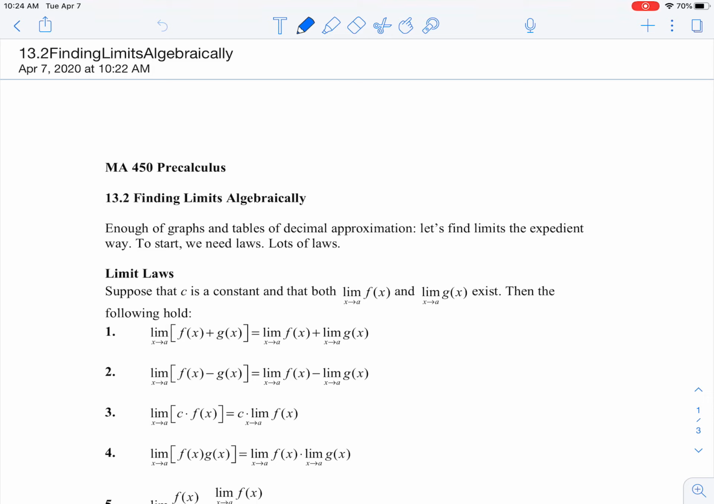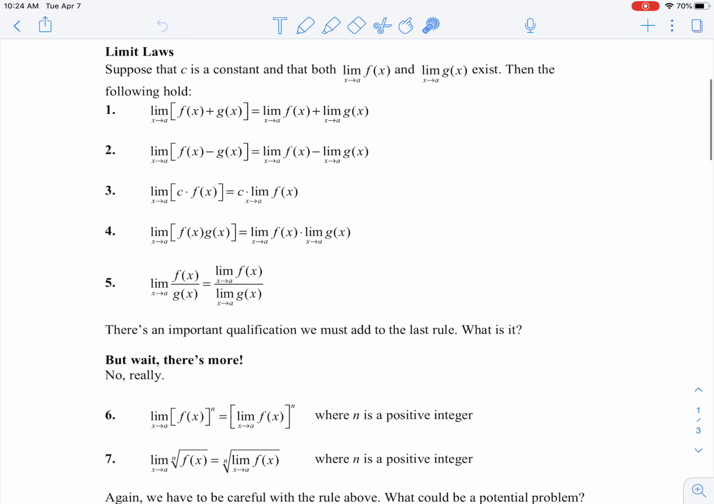Limit laws. Suppose that c is a constant and that both the limit as x approaches a of f of x and the limit as x approaches a of g of x exist. Then the following hold. If you add f of x and g of x and take the limit, it's the same as taking the limit of f of x and adding it to the limit of g of x. Subtraction also works. Multiplying by a constant inside the limit is the same as multiplying the limit by the constant. And multiplication also works as you would hope it does.